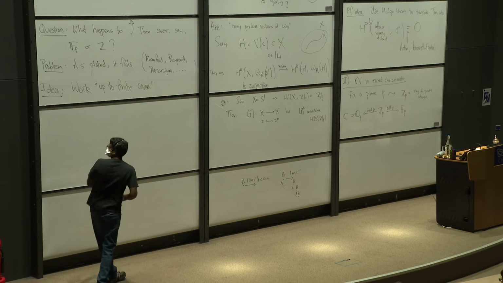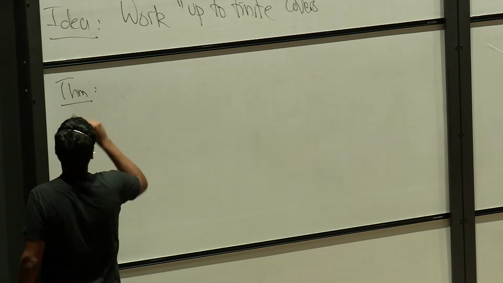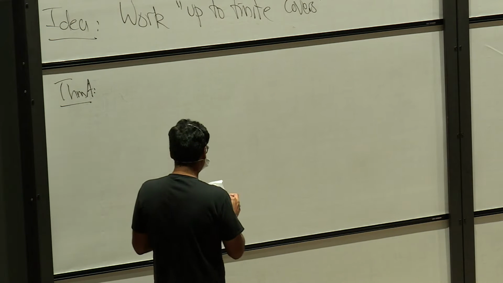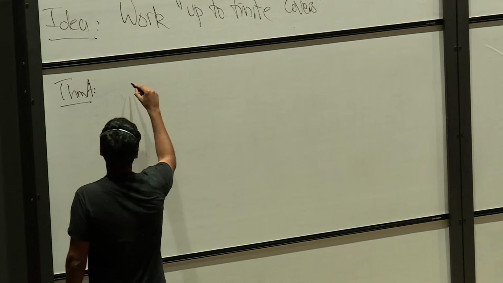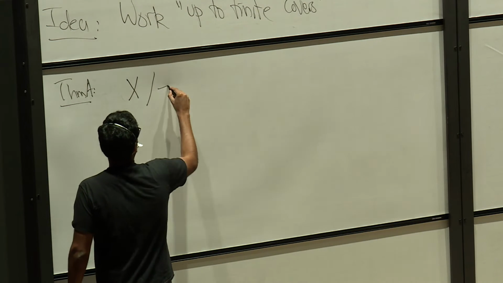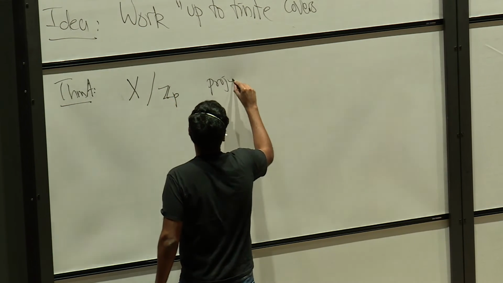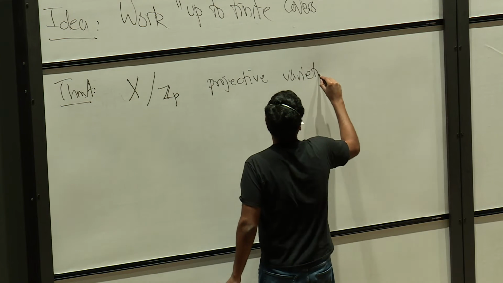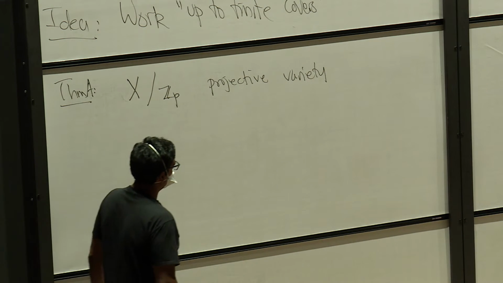And so I think I can actually formulate the theorem right away. So let me do that. Maybe let me call this Theorem A. The setup is going to be the following. X over the p-adic integers is, let's say, a projective variety. For the experts, it's flat over Z_p.